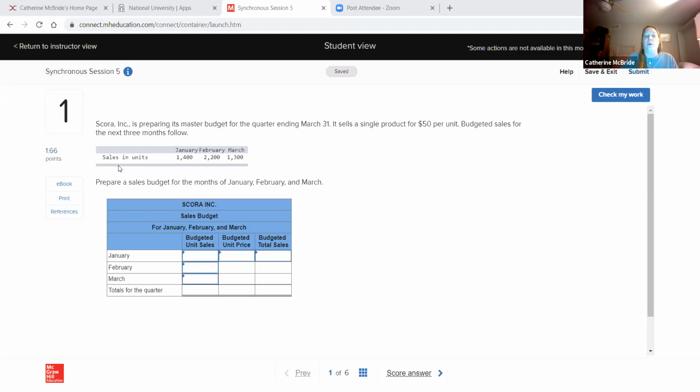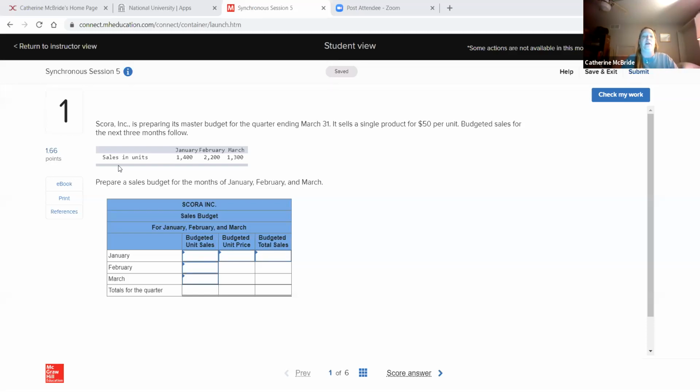So here we have our goal. The first thing we're going to start with is how much do we plan to sell? How many units do we plan to sell, or how many dollars and how many units does that equate to? We're always going to start with units and then take that and figure out, okay, if we're going to sell 1,400 units, what does it take to do that?